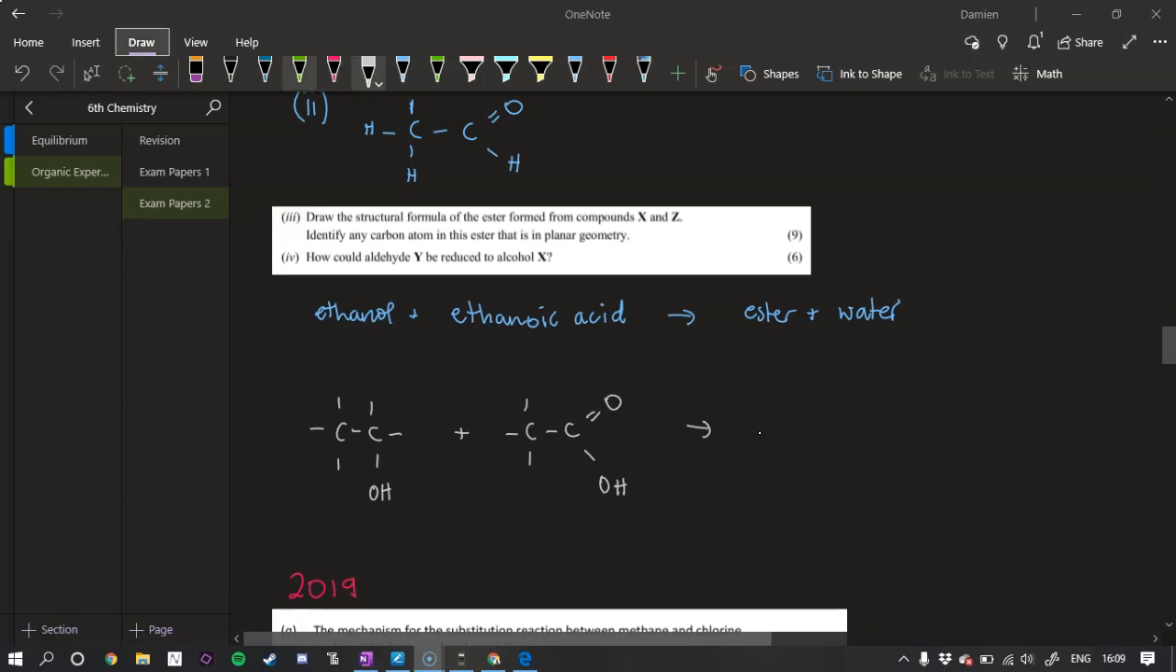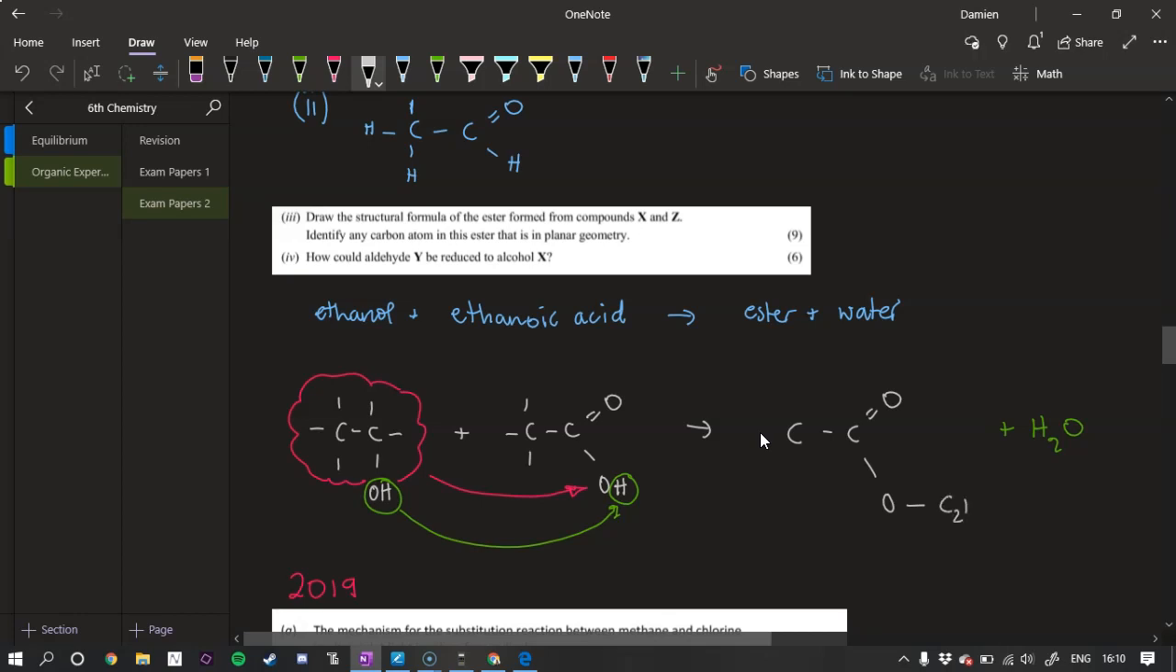So here we've got a simple substitution reaction. What happens is this H and this OH, they form the water. That's going to give you your plus H2O. And then the ester is what's left over. What's left of the ethanol joins on in place of the hydrogen. So you end up with a compound that's shaped like this. You keep your basic structure of your carboxylic acid, but then it goes O, and then the ethanol part is actually a C2H5. So this is the compound.